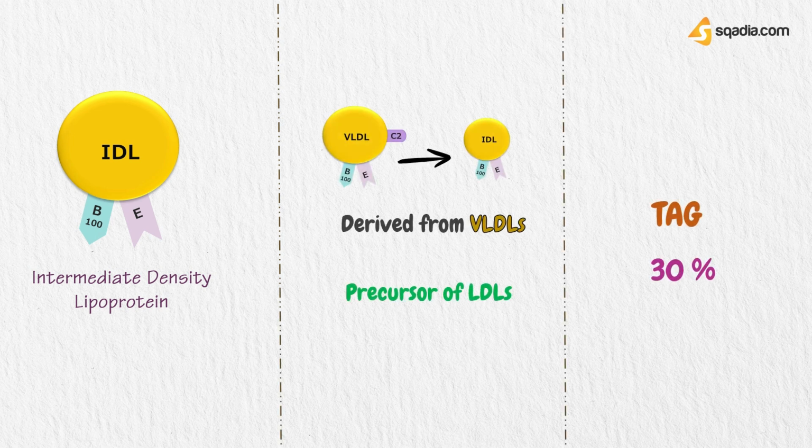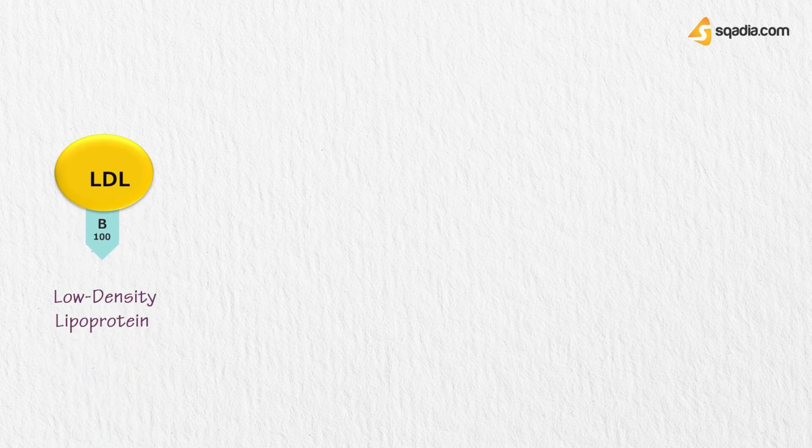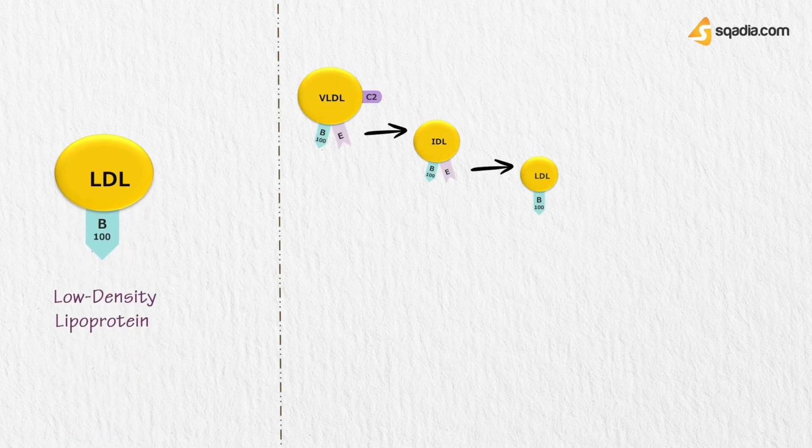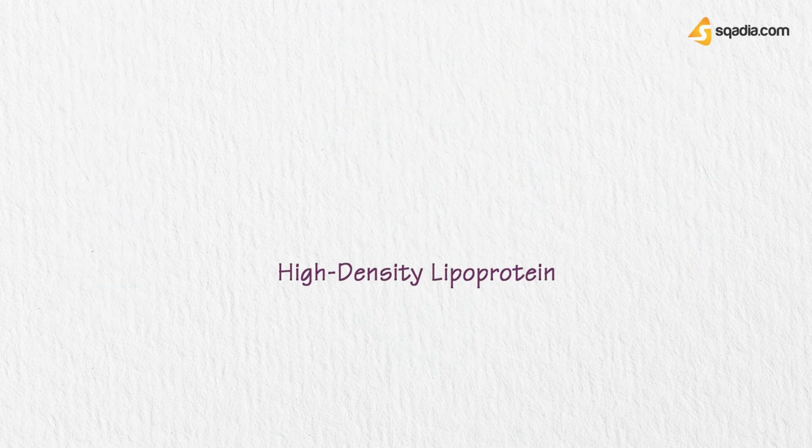TAG is 30%. Next, we have LDL. It has B100 and, as you can see, it is smaller in size as well. It is derived from VLDL and IDL. It's mainly used for cholesterol transport. TAG is 10%.